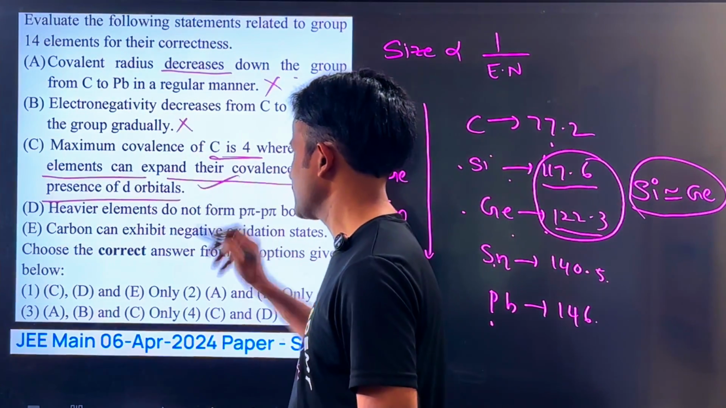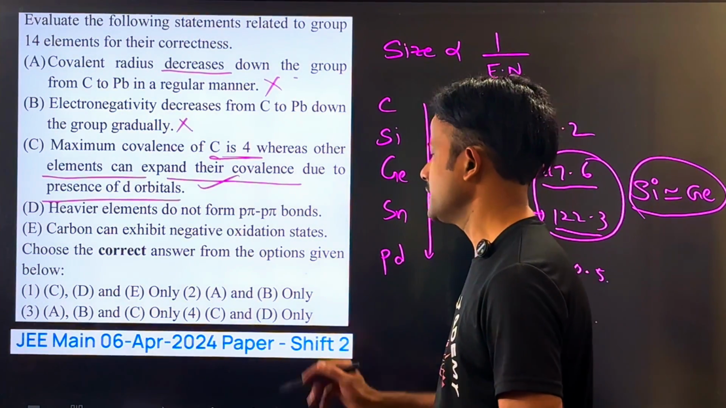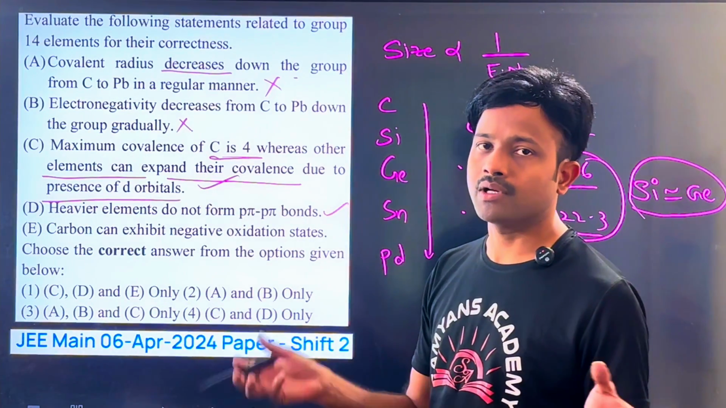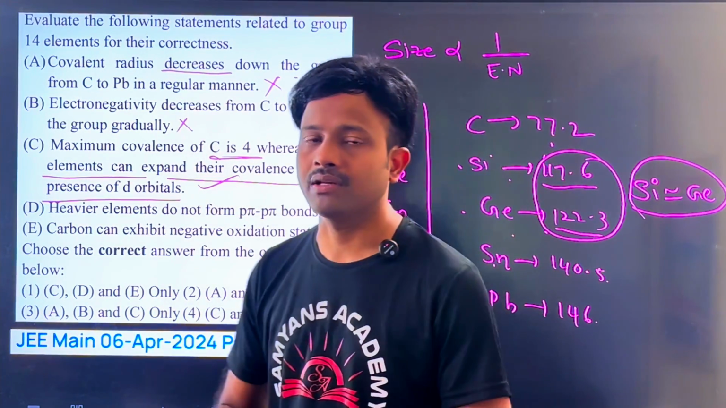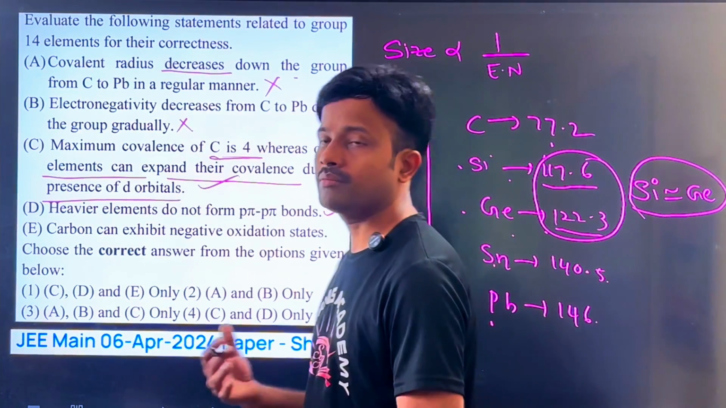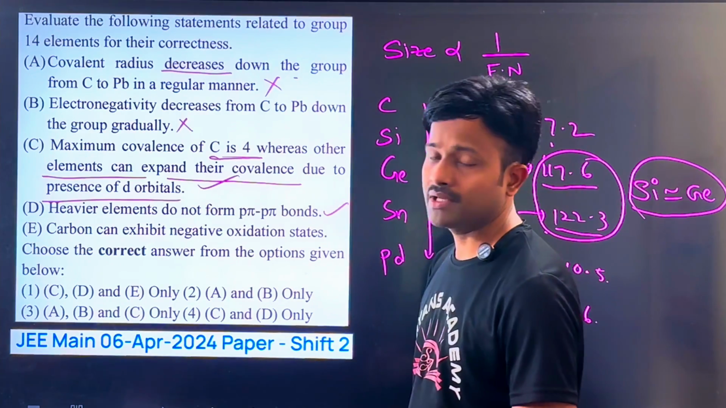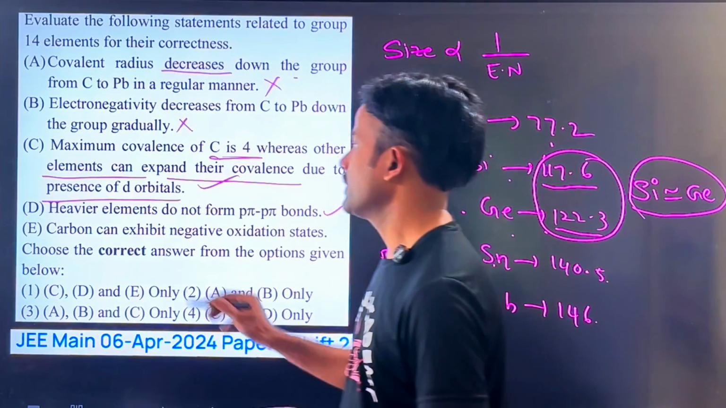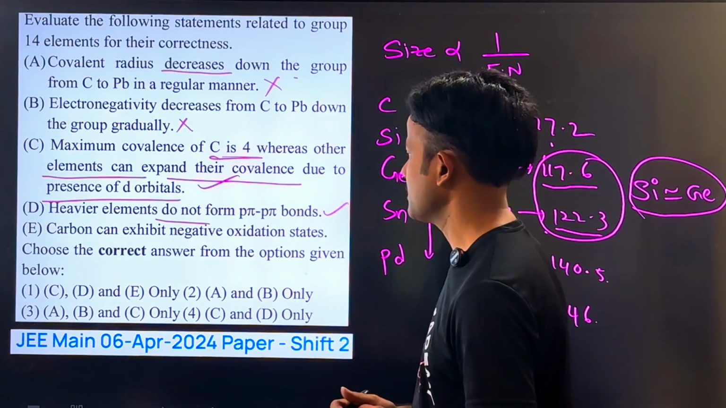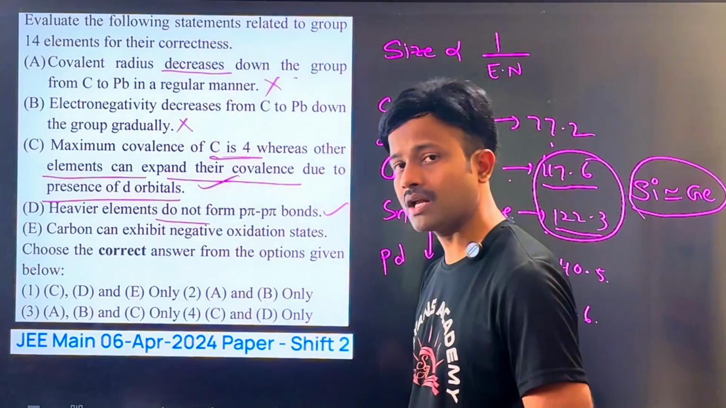This is a correct statement. Heavier elements do not form p-pi bonds. Yes, this is also correct. Only smaller elements form p-pi bonds. Heavier elements have d orbitals, right? So they can form d-pi bonds, but only smaller elements form the p-pi bonds. Heavier elements do not form p-pi bonds. So this is also the right statement. Carbon can exhibit negative oxidation state. Yes, this is also correct.